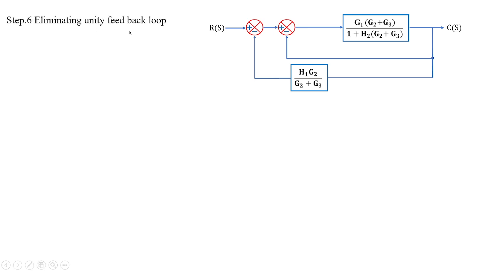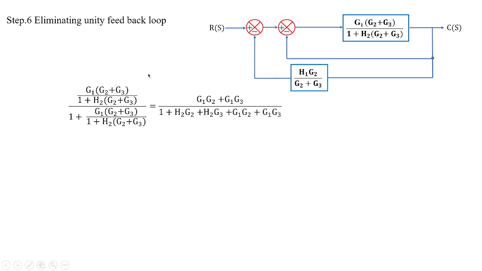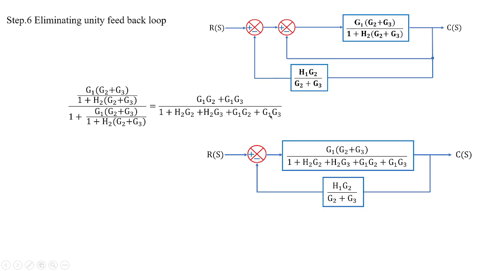So eliminating the unity feedback loop, that is this particular feedback, can be obtained with the help of G by 1 plus GH, where H stands for 1, and G stands for G1 of G2 plus G3 by 1 plus H2 of G2 plus G3. Anyhow, this simplification leads to this value, that is G1 G2 plus G1 G3 whole divided by 1 plus H2 G2 plus H2 G3 plus G1 G2 plus G1 G3.